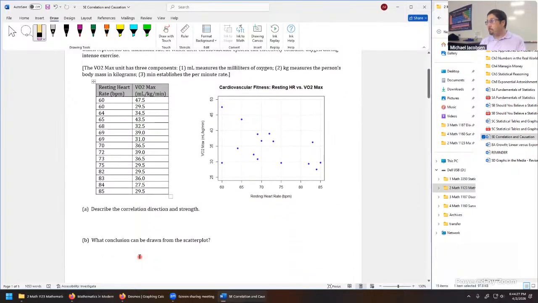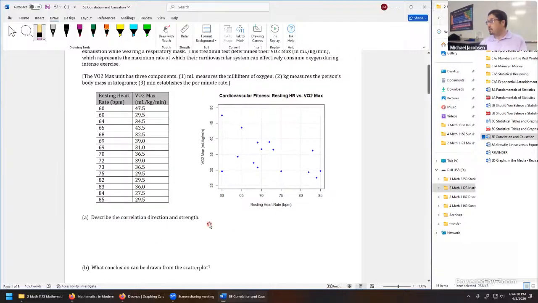Well, let's see what we can say about this. It says to describe the correlation and the strength. So the first question would be the correlation direction.